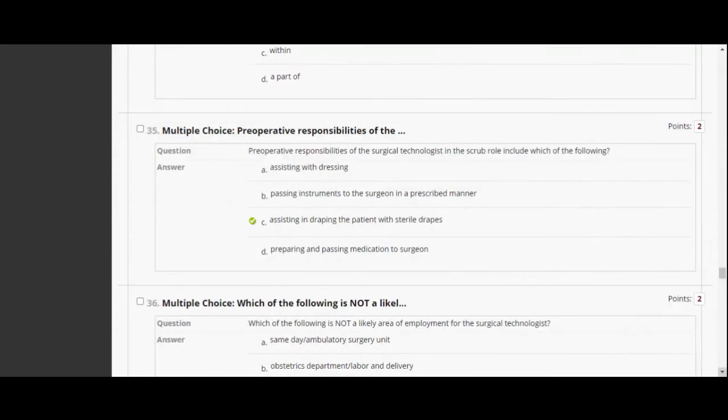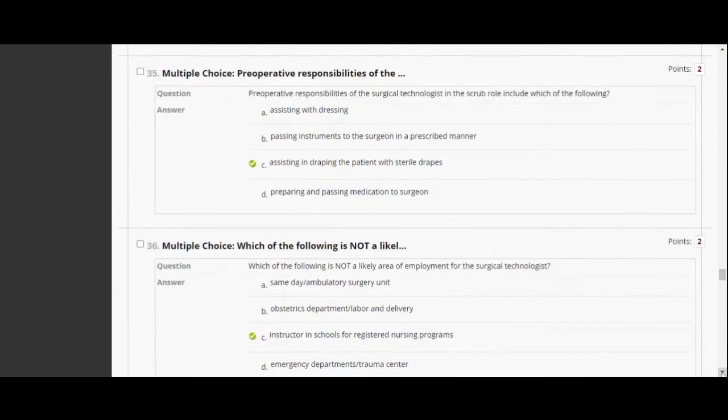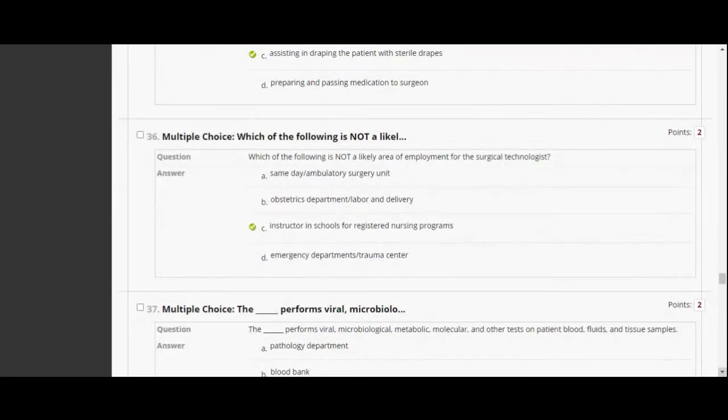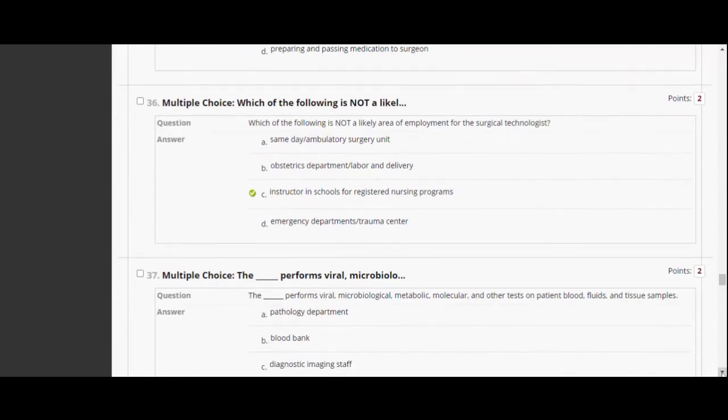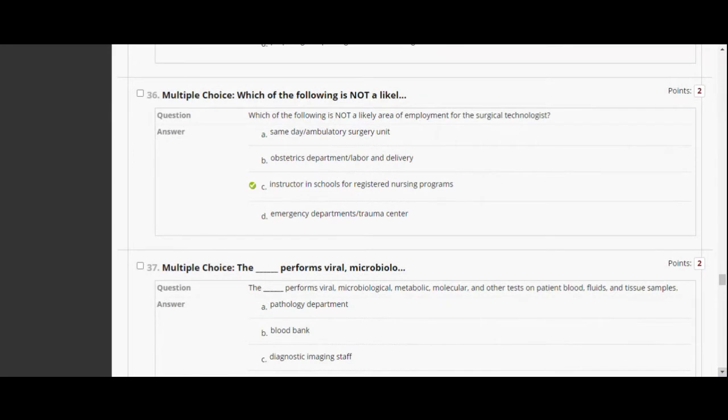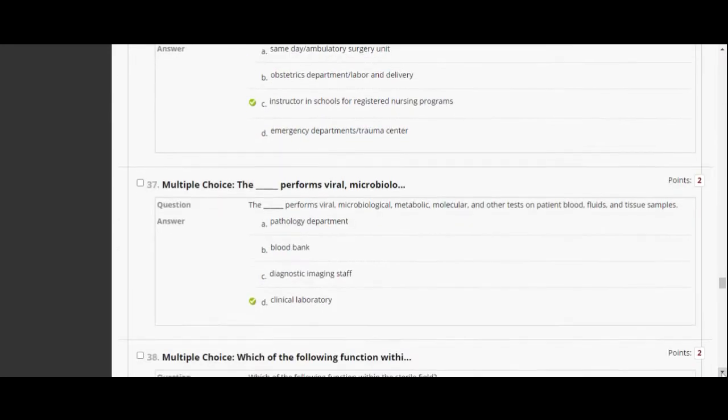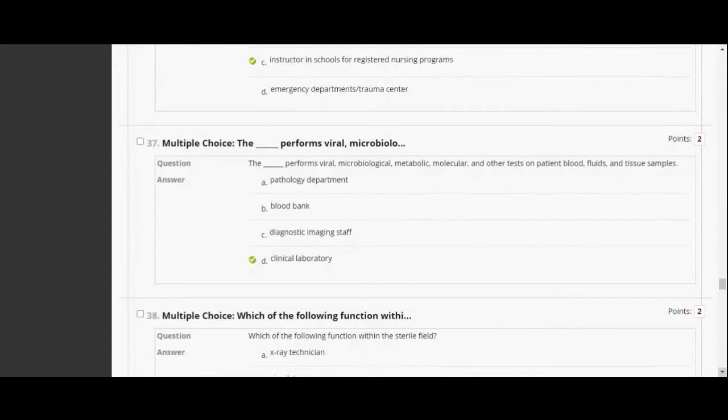Preoperative responsibilities of the surgical technologist in the scrub role include which of the following? Assisting in draping the patient with sterile drapes. Which of the following is not a likely area of employment for the surgical technologist? Instructor in schools for registered nursing programs. I don't know, it's kind of obvious, right? We obviously can't be an instructor in the nursing program.